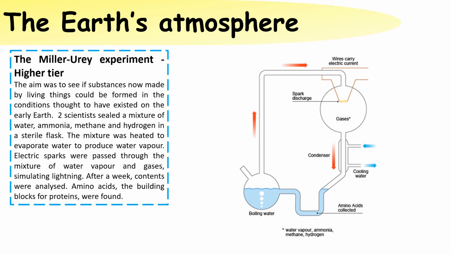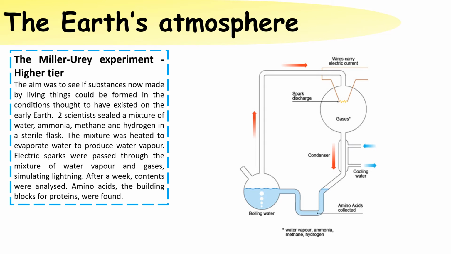The Miller-Urey experiment aimed to prove that the gases in the Earth's early atmosphere would have been able to produce amino acids which were required for life to begin. The aim was to see if substances now made by living things could be formed by the conditions thought to exist in the early Earth.